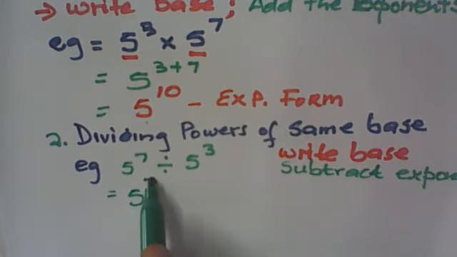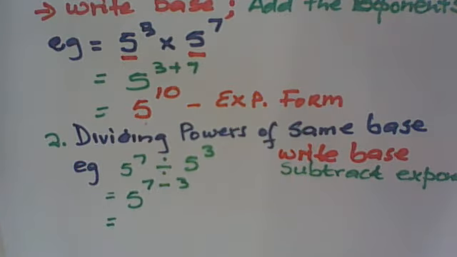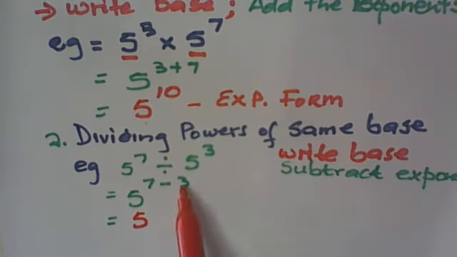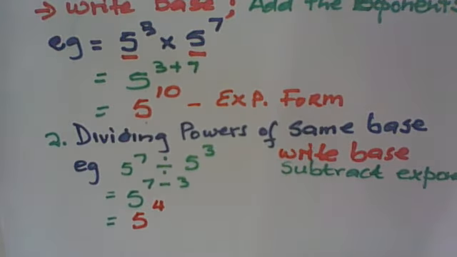Here, that will be 7, then subtract 3. Now the final solution. The final solution is 5. You write the base again. Then 7 minus 3. Grade 1 work. That is 4. Now this is simple. 5 to the power 4 is 625.